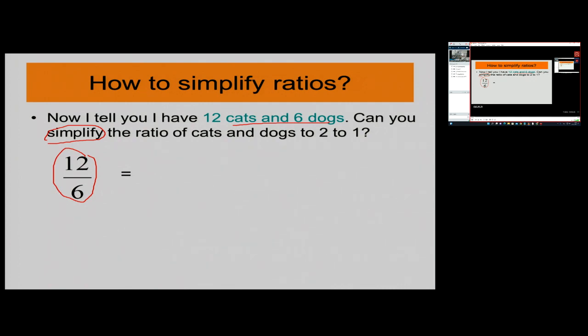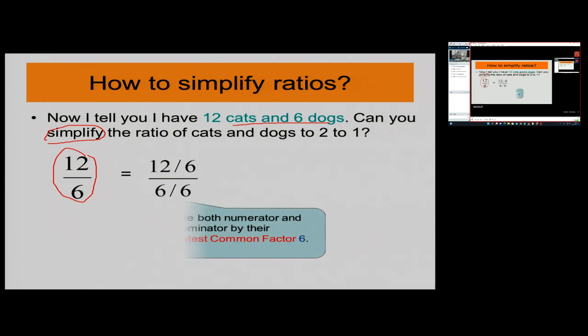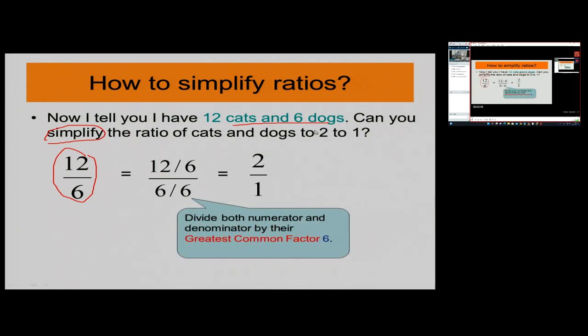Not 2. We're dealing with the ratio. That is 2 over 1, or 2 is to 1. Remember, it's not just 2, it's not 12 divided by 6. We're dealing with ratio, so there should be two numbers. If we write this number, it will be 2 is to 1. The denominator 1 should be there.